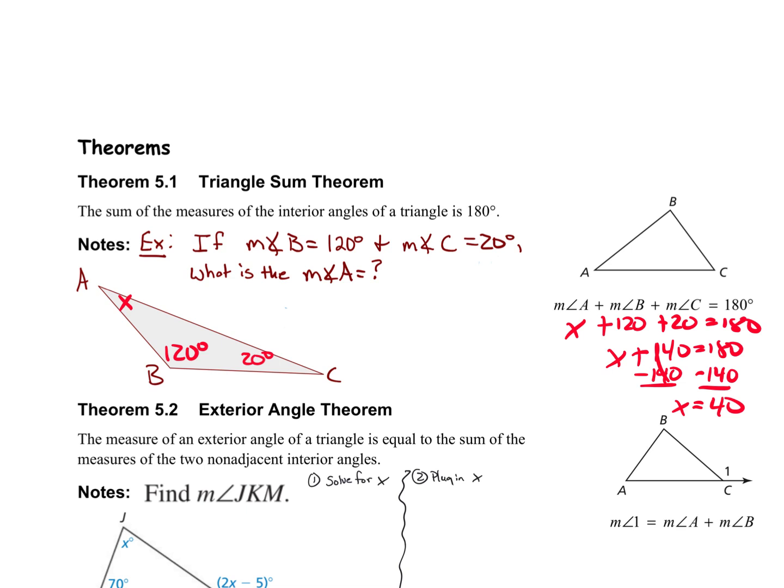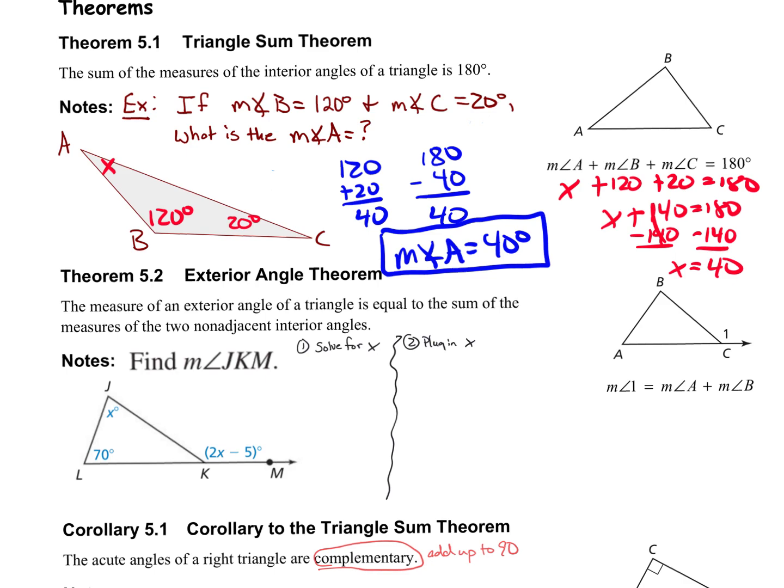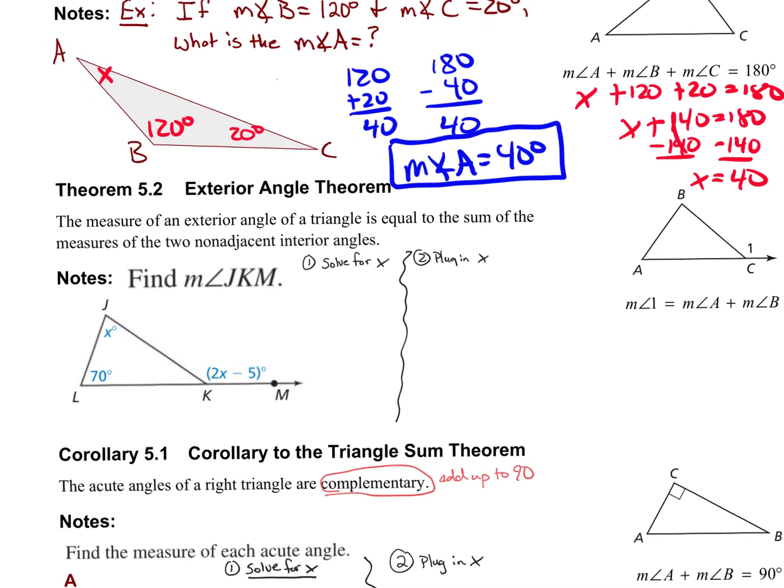Or another way you can do it, if it makes sense to do it this way, I know all 3 have to add to 180, so I'm just going to say 120 plus 20 equals 140, and then the total is 180, so 180 minus 140 is 40. So either way, the measure of angle A is equal to 40 degrees. And you can solve either way and get the answer. All right. So that's the first one, triangle sum theorem. All of them, all the interior angles add up to 180.